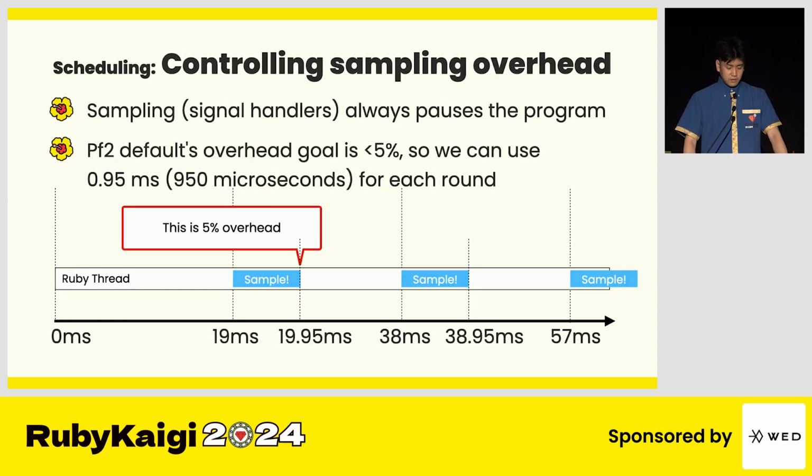Another important aspect is to control the overhead. Sampling always pauses the program. I have set the overhead goal to under 5%, so this means that we can use 950 microseconds for each round, which is 5% of 19 milliseconds. If we need to do more work, if it goes over 950 microseconds, we shouldn't do that.